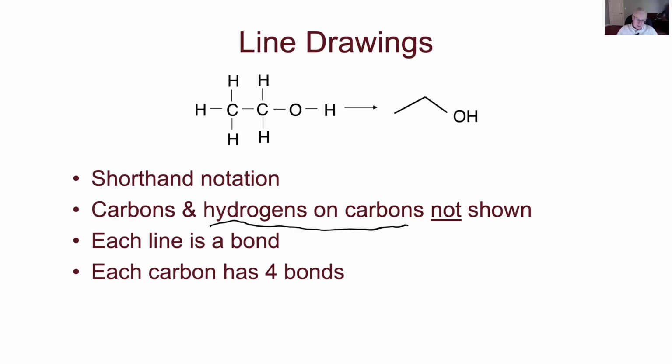Every place there's a line, that's a chemical bond. Carbon is a very, very nicely behaving element. Every carbon atom in every one of these structures will always have exactly 4 bonds. So if I want to go from knowing what the molecule looks like, here's my CH3, here's my CH2, and here's my OH, the way we've been writing it.